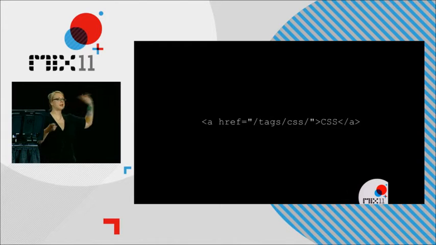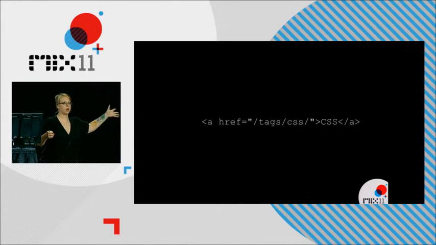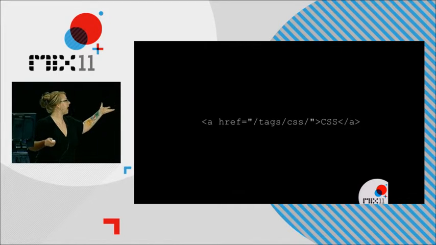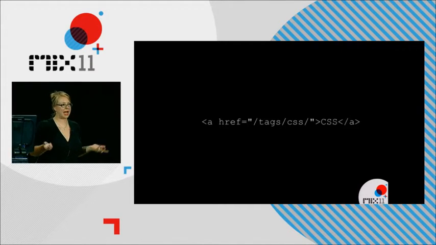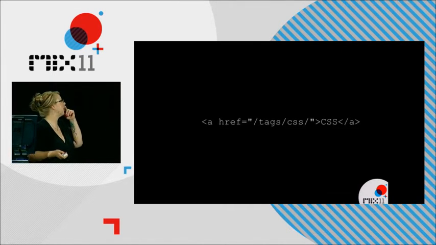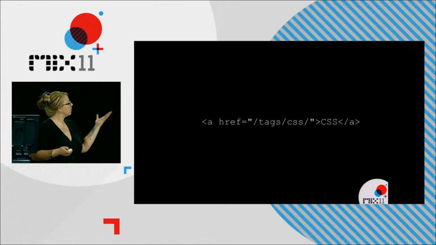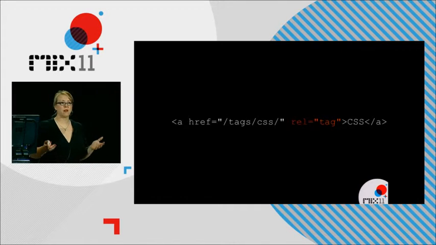So this is a tag that you might see on a blog post about CSS, a link to a tag. Many blog posts have tags on them. It's a common convention on the web. Well, there's a microformat that allows you to explain what this link actually is. It's not just any link, it's a tag. And you do that with the addition of the rel attribute and a value called tag.